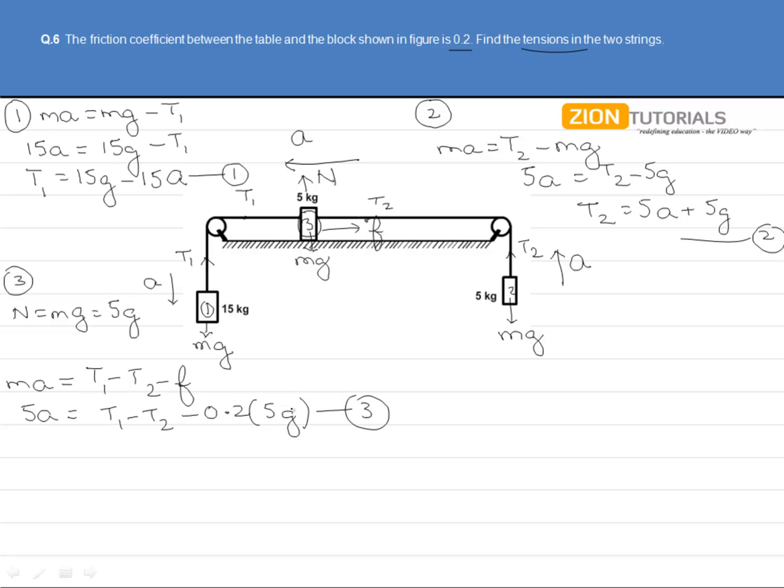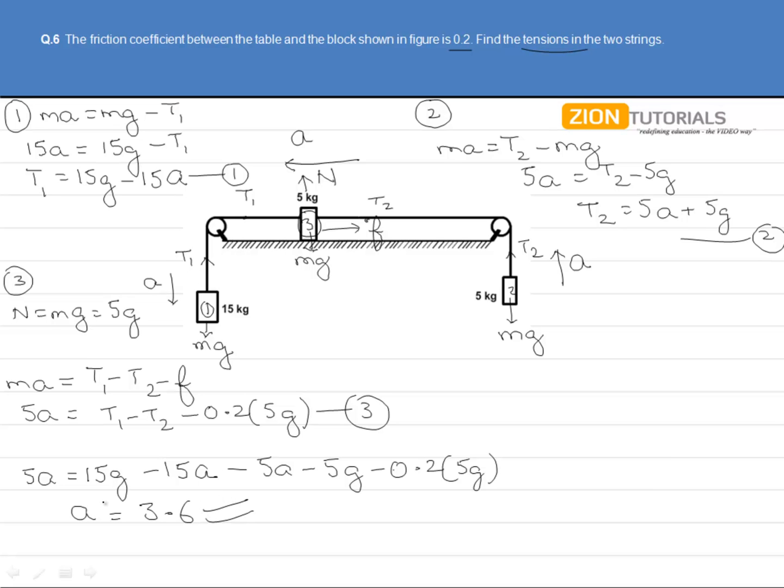Now friends, putting the values of T1 and T2 from equation number 1 and 2 into equation number 3 reduces the equation to 5a equals to 15g minus 15a minus 5a minus 5g minus 0.2 into 5g, giving us the value of acceleration to be 3.6 meters per second square.